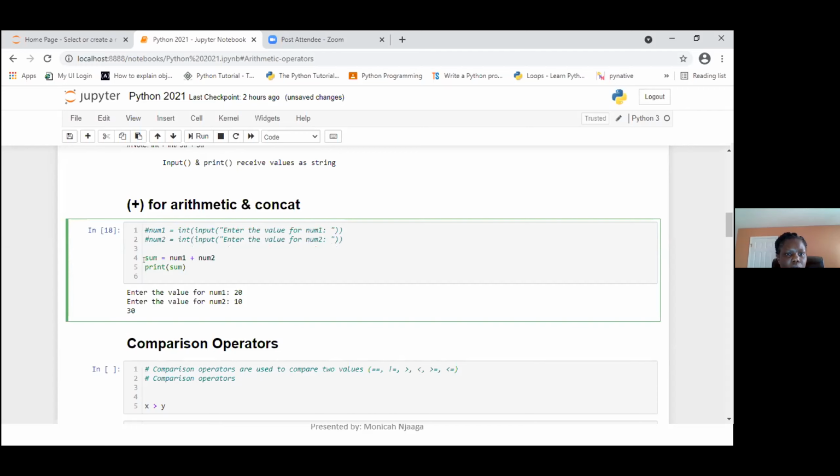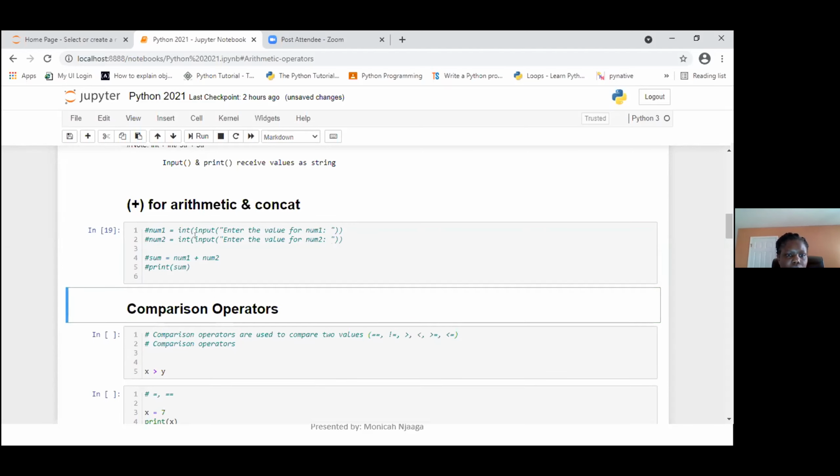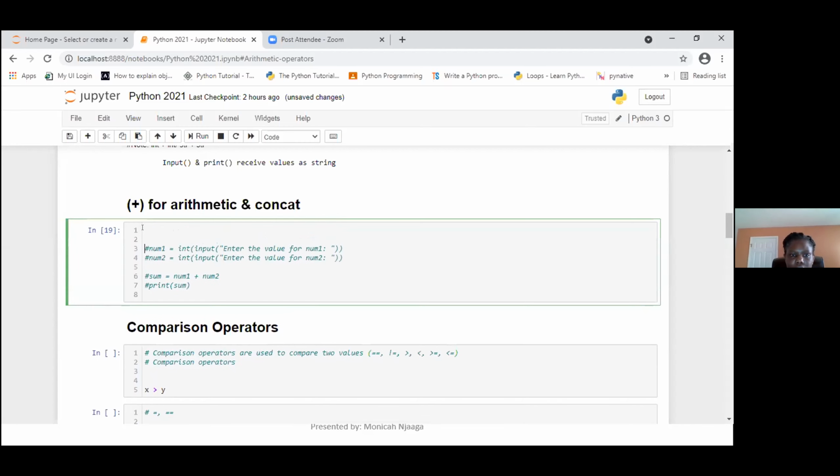Okay, sure. And this is just another thing, whenever you want to comment your code so that it doesn't run or give any output, you just put the hashtag. So this is your question. And let's say we even have number 3, right? num3 equals input. Input is a function that allows us to input a value.